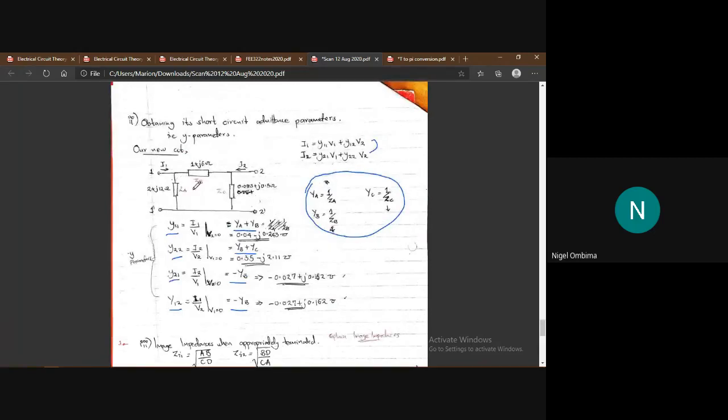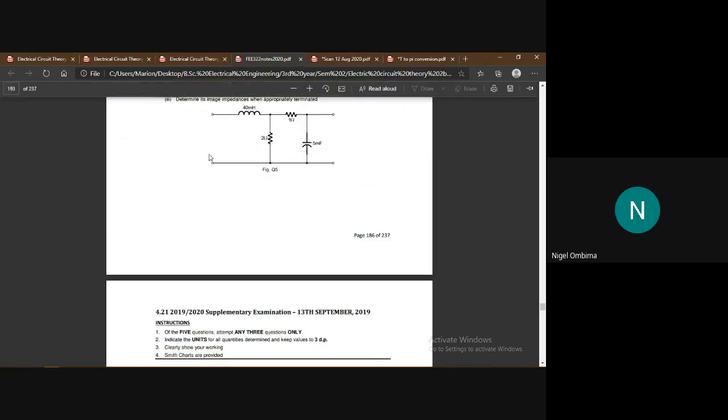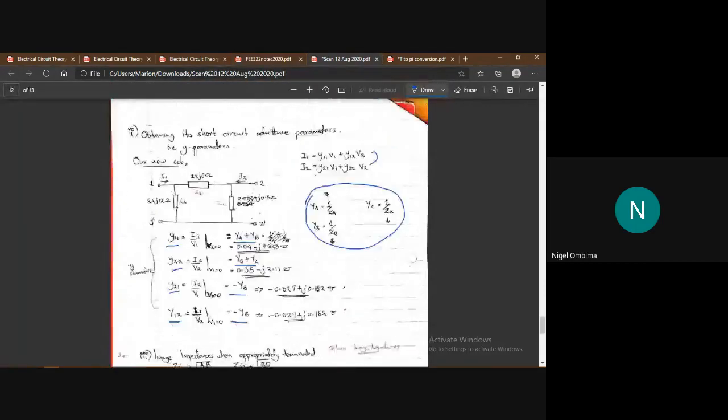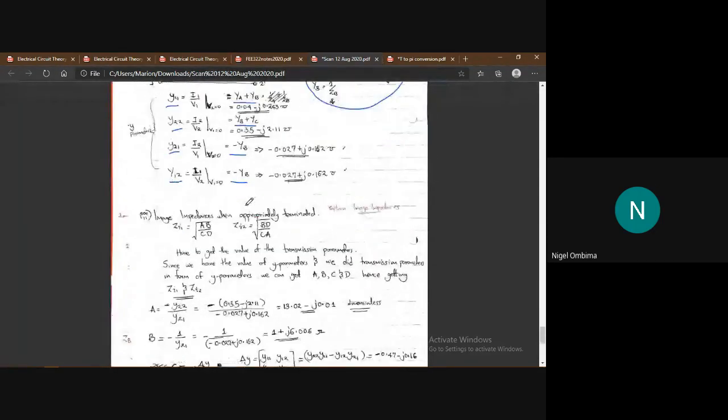So I just took them here, input them here, and I got my Y parameters. So that's it. That's the answer to 2. 3 now.